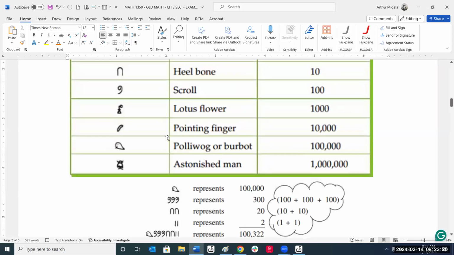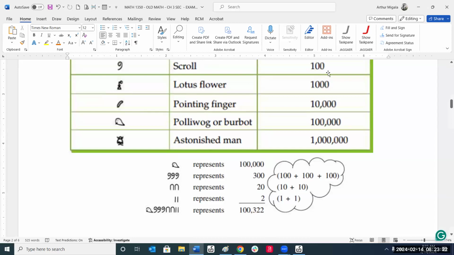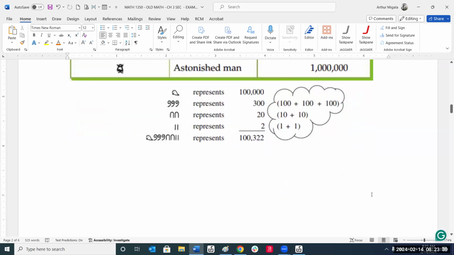So we had 3 of these scrolls. Each scroll is 100, so that's 300. 2 heel bones, that's 10 each. 2 staffs, and 1 polliwog or bird. So that's where they created that addition system.